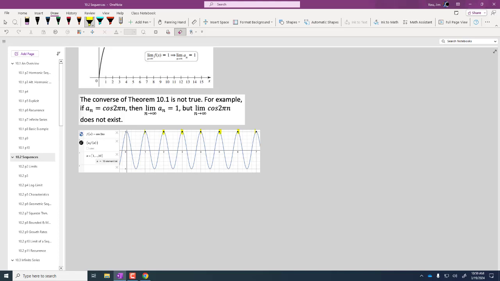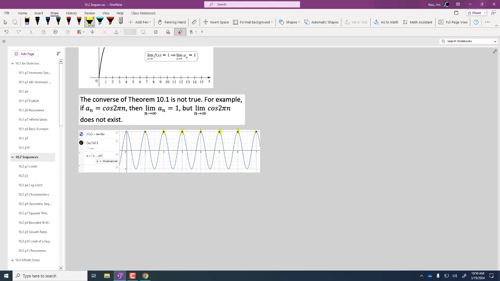1, right? Each of the values is 1. That's 1 right there. So the limit of that sequence is 1. That does not mean the limit of the continuous curve is 1. The limit of the parent is not 1. Can you see that? Right?